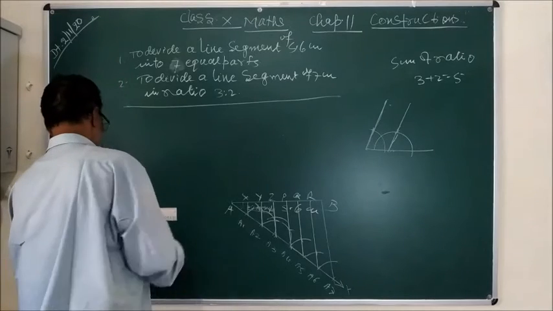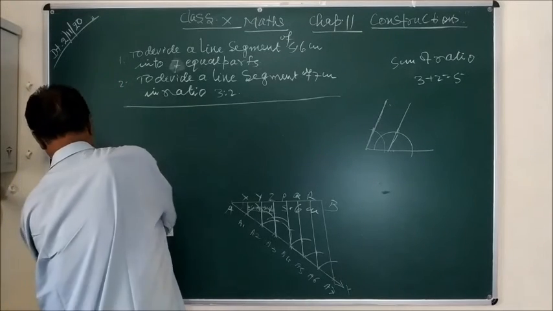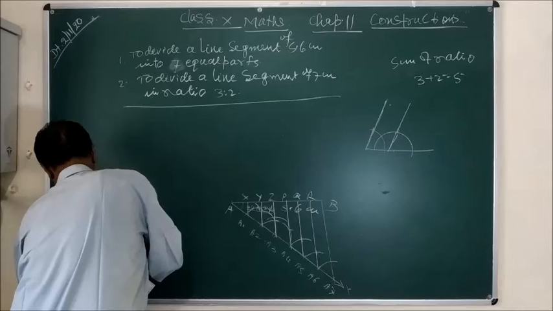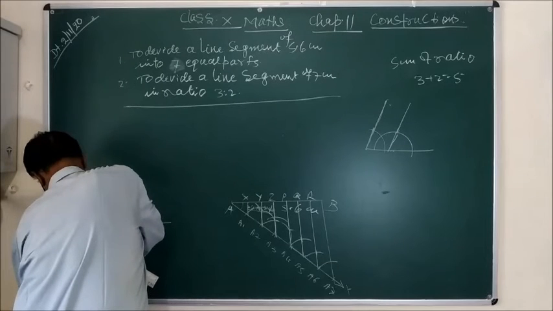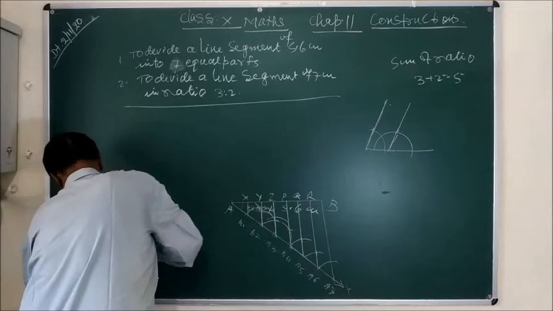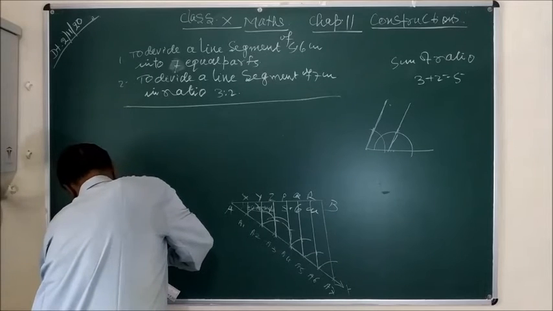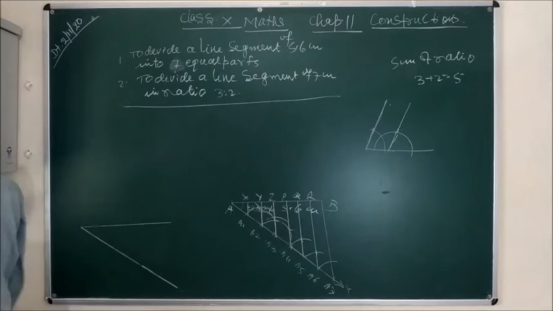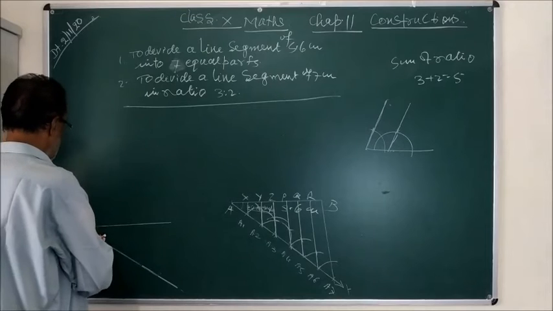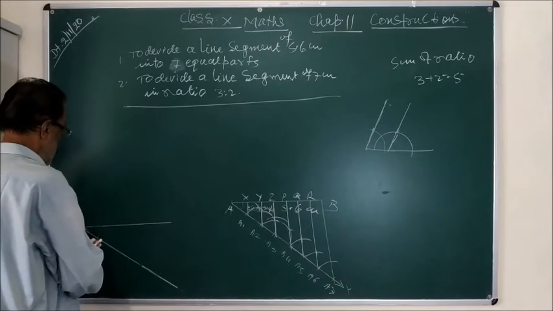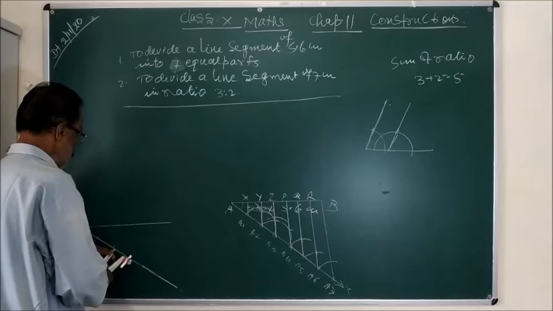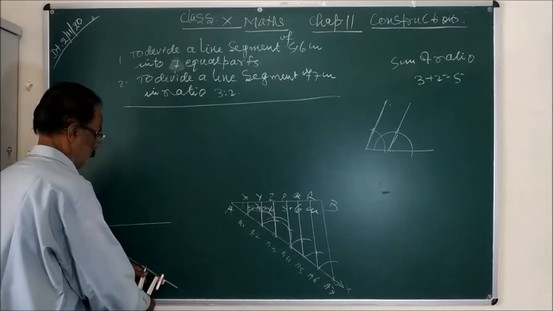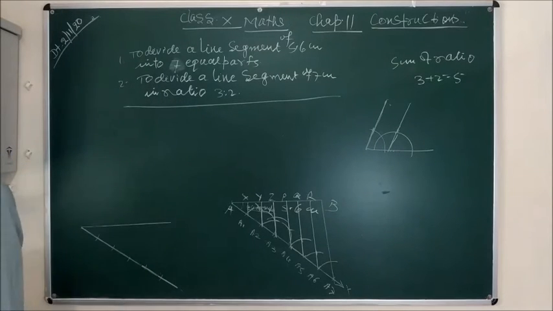Now you draw a line segment of given measurement, suppose 7 cm, and you make an acute angle here. Acute angle, you know very well, the measurement between 0 and 90. If the sum of ratios is 5, have 5 equal parts cut. 1, 2, 3, 4, 5.